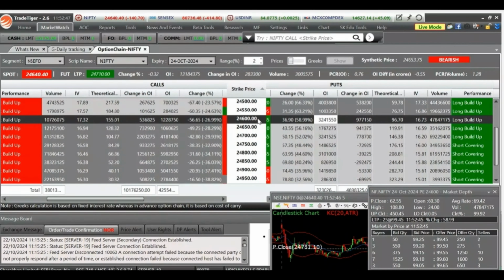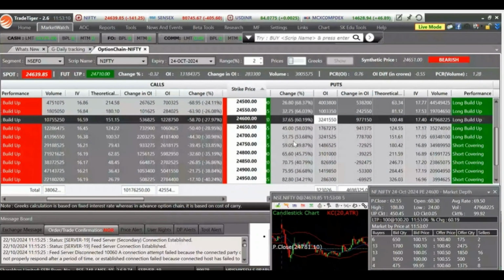Okay, I would first give preference to 24,600 as a very important support, because a lot of open interest has been added on the put option today, almost 30% of the total open interest for that contract, which is 10 lakhs on a total open interest of almost 32.5 lakhs. So 24,600 is a very important support to watch out for.